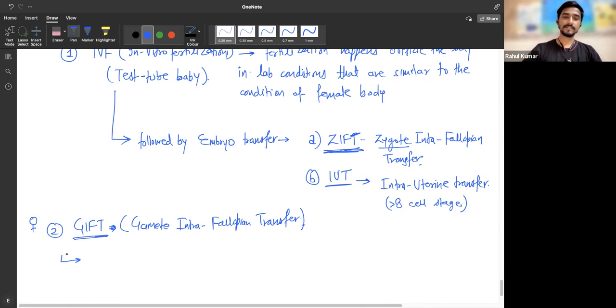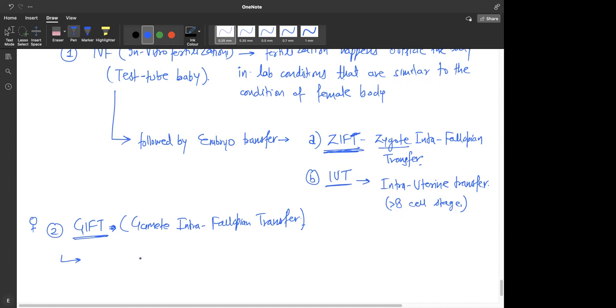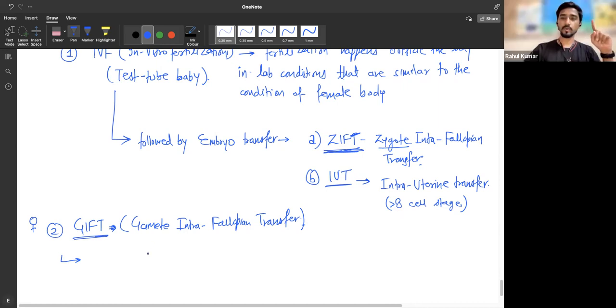So in those cases, three cases: she is not producing ovum at all, she is not releasing ovum, or the infundibulum is blocked. In those cases, we can take ovum from a donor mother, any other woman, and place that ovum near the ampulla isthmus junction of the fallopian tube.